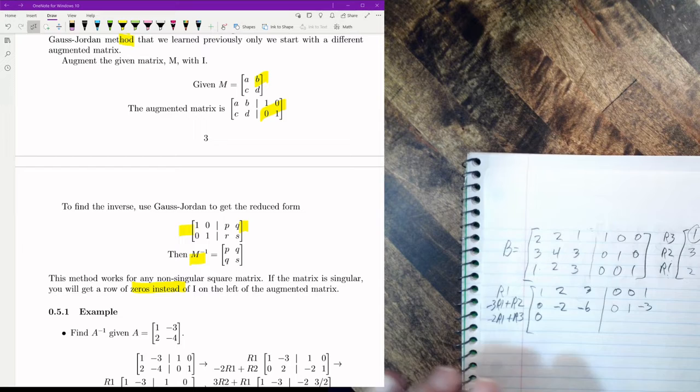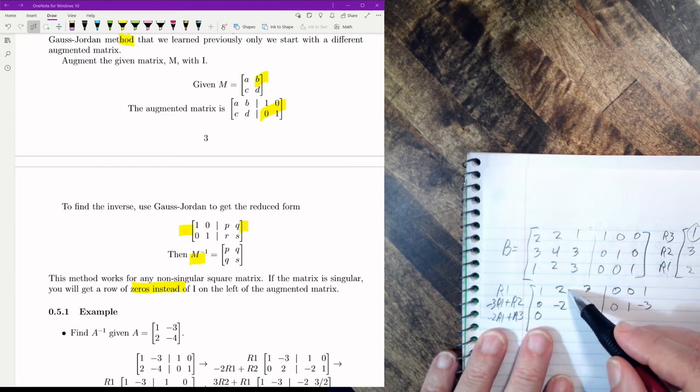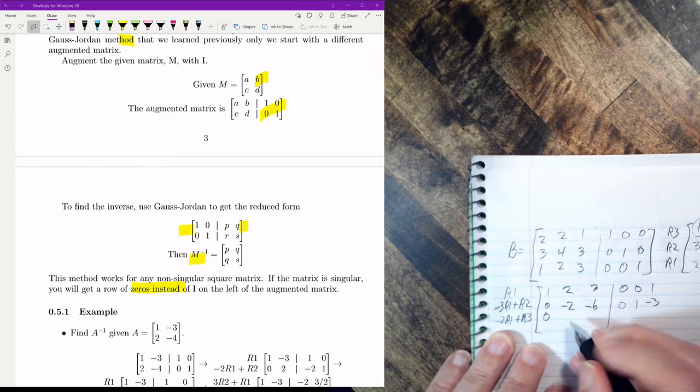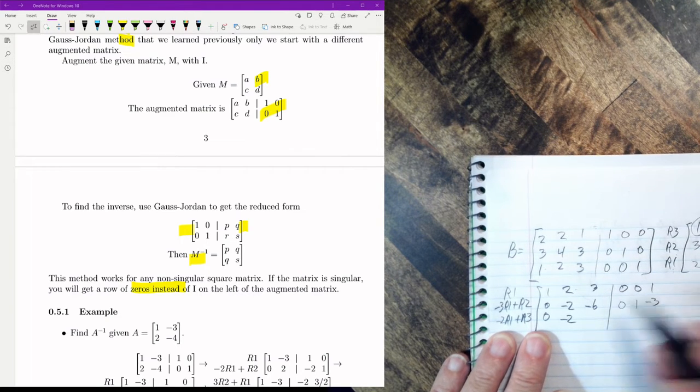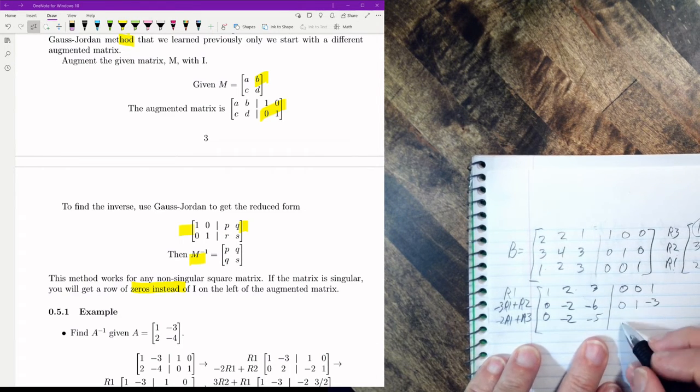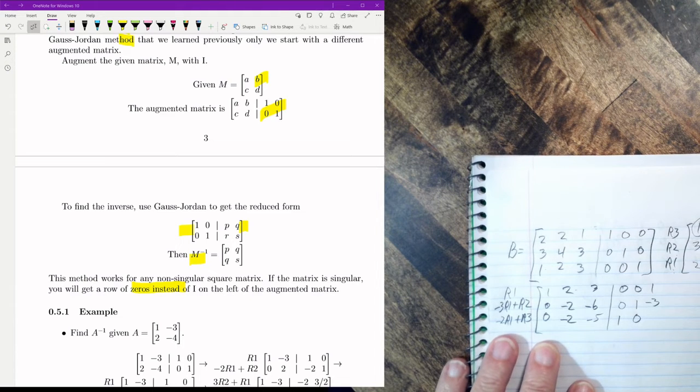Okay. The next one is minus 2 times row 1. So that's minus 4 plus 2 is minus 2. Minus 6 plus 1 is minus 5. 0 plus 1 is 1. 0 plus 0 is 0. And then minus 2 plus 0 is minus 2. Okay?